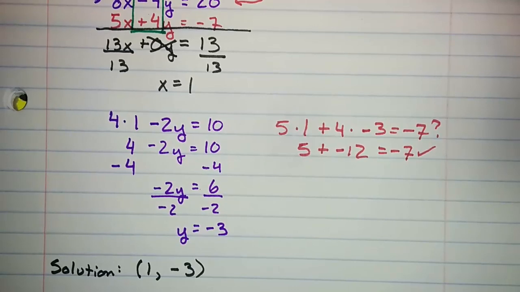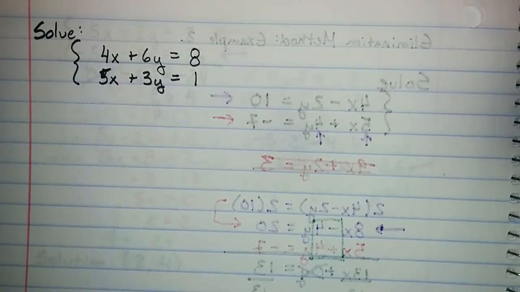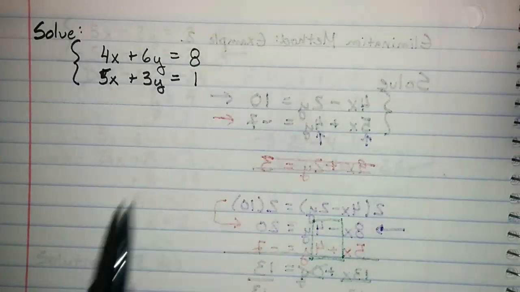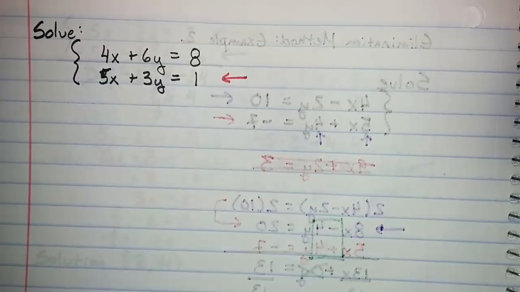I'm going to give you one of these to try. Solve the system 4x plus 6y equals 8 and 5x plus 3y equals 1. Pause the video and try this now. If you aren't sure how to start, I'll give you a hint in a moment. Your hint is multiply the second equation by a number so that you will be able to eliminate y. If you haven't already, pause the video and try again.